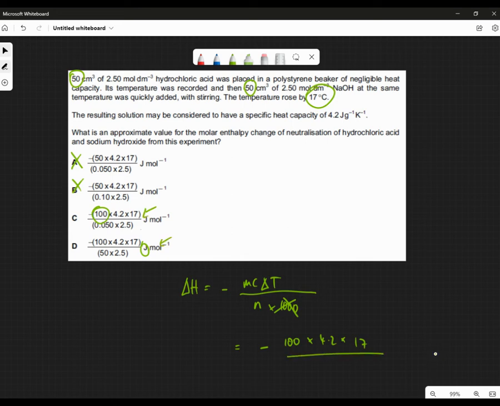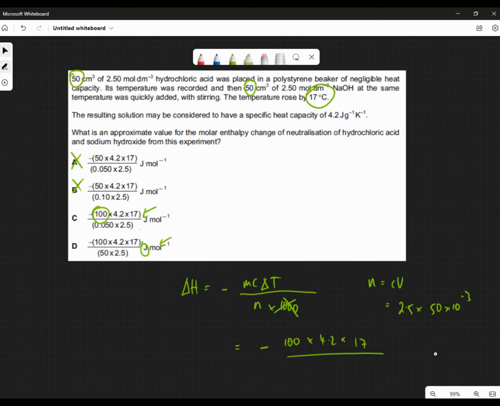Divided by the number of moles. Number of moles is equal to CV. C is 2.5 molar. V is, what's V? 50. 50 times 10 to the minus 3, isn't it? Yes. 50 times 10 to the minus 3 is 0.125. So 0.125, that's right.